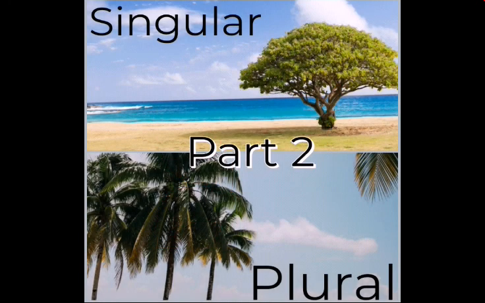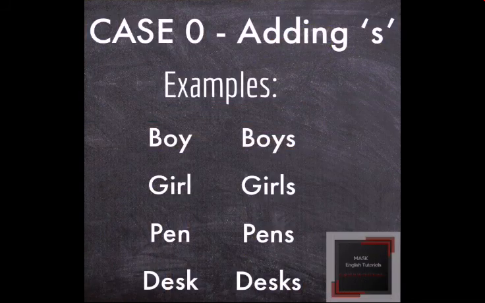Today, I'm going to teach you how to convert singular nouns into plural nouns. Case 0: Adding s. Normally, the plural forms of nouns are formed by adding s to the singular forms of nouns. For example, boy, boys, girl, girls, pen, pens, desk, desks. Here, the letter s is added at the end of each singular noun. This is one of the ways to convert singular to plural.